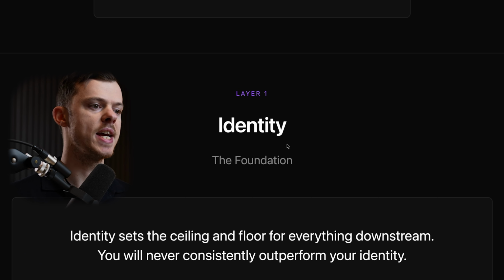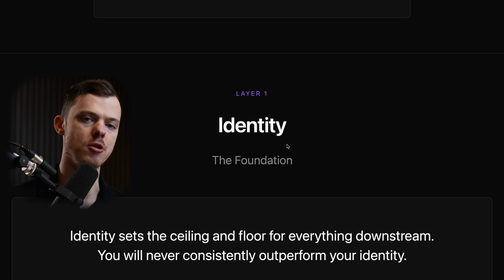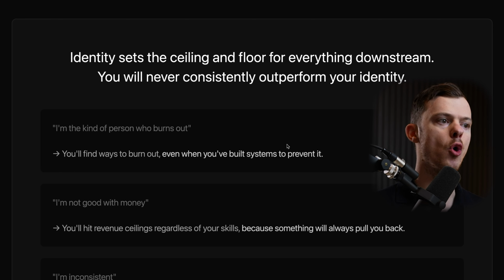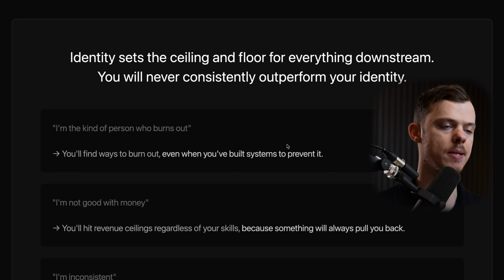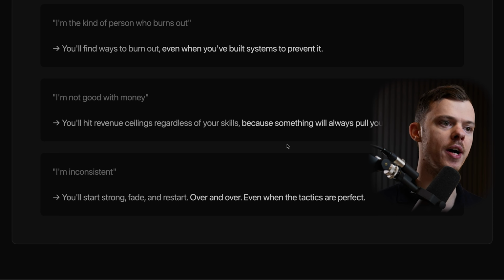And to understand this, we're going to start with your identity, which is truly the foundation. Now, your identity sets the ceiling and floor for everything downstream. You will never consistently outperform your identity. You can't outpace your identity. And I'll give you some examples here. So if you're the kind of person who burns out, you're always going to find ways to burn out, even when you've built systems to prevent it. If you believe you're not good with money, you'll hit revenue ceilings regardless of your skills, because something will always pull you back. Perhaps you believe you're inconsistent. You'll start strong, fade, and restart over and over, even when the tactics are perfect, even when someone has handed you the keys to their business and given you the systems, the tools, the processes, whatever they've done, you will still revert to I'm inconsistent, because that is an identity. It is an I am statement.